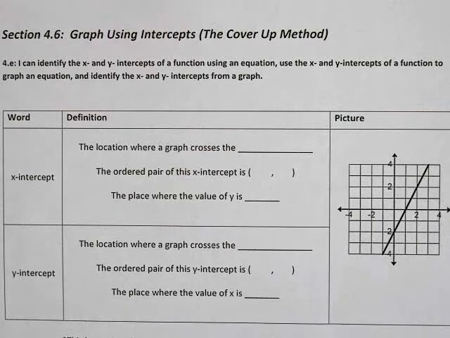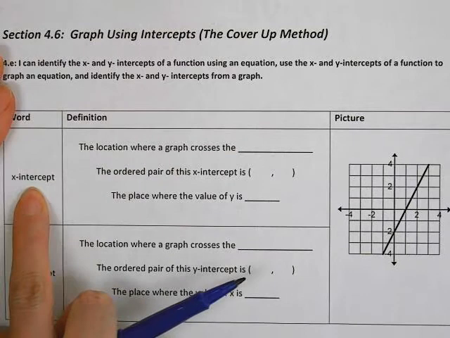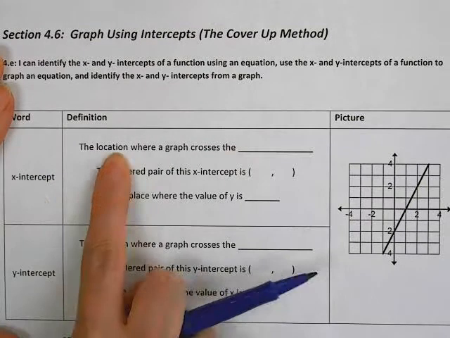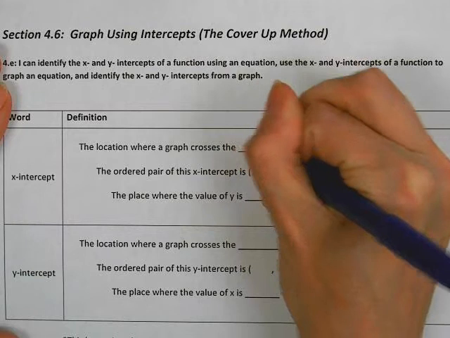Alright guys, today's video is on x and y intercepts, so finding them and using them to sketch a graph. So let's go over a little bit of vocab. An x-intercept is the location where a graph crosses the x-axis.